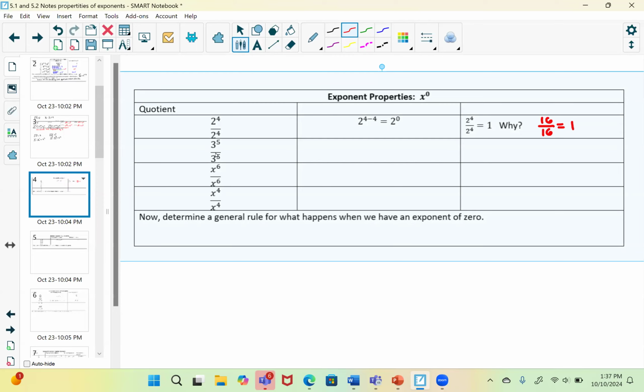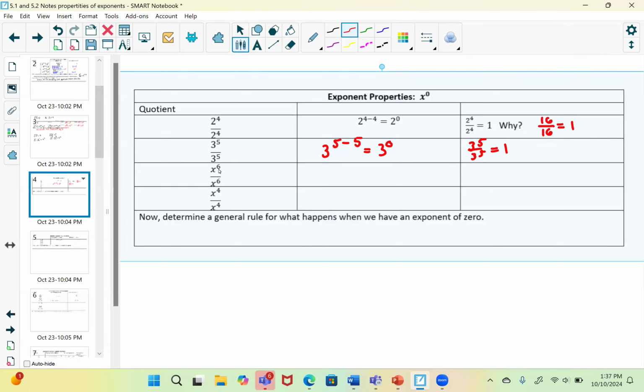Okay, so this is the same thing. 3 to the fifth over 3 to the fifth. If I'm using my quotient rule, we would keep the base and subtract the exponents, which gives me 3 to the 0. And we know that 3 to the 0 is the same as this 3 to the fifth over 3 to the fifth, which is equal to 1.